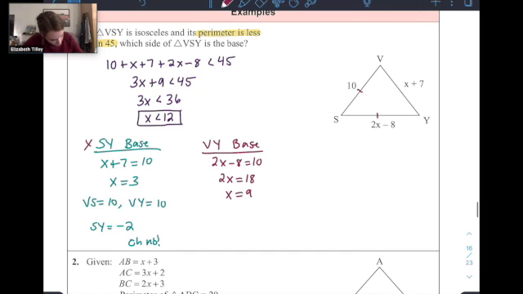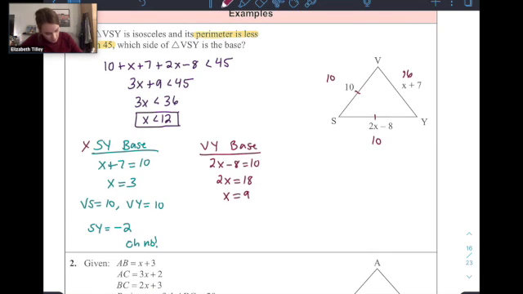So let's see here. That gives me a side of 10. That gives me another side of 18 minus 8, which is 10. And then 9 plus 7 is 16. This looks super promising. So based on this information, VY could be the base. So we most likely have our answer here.